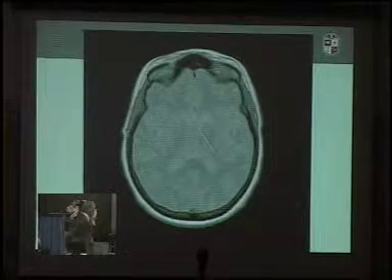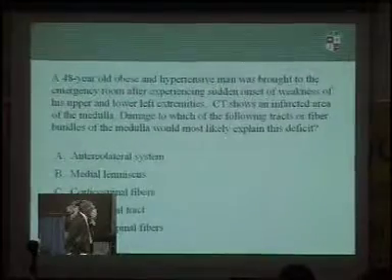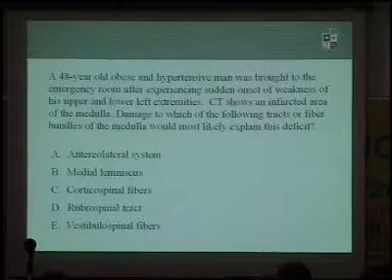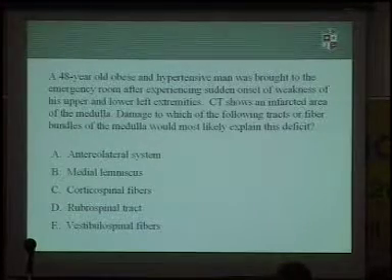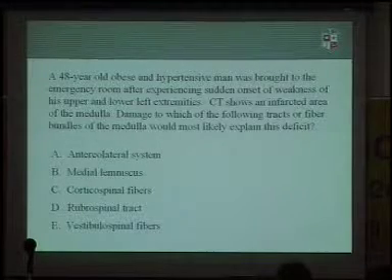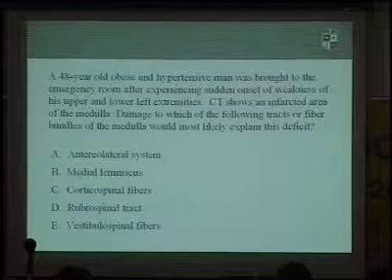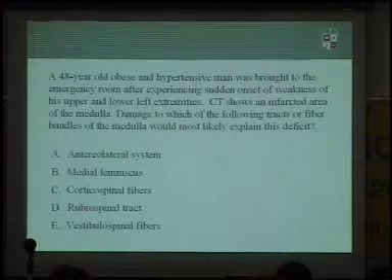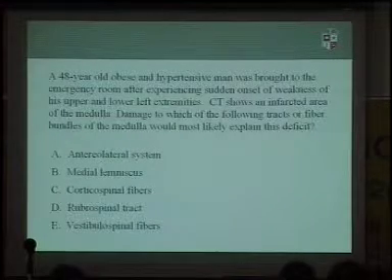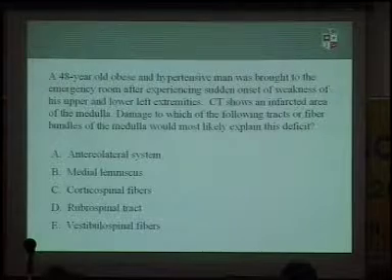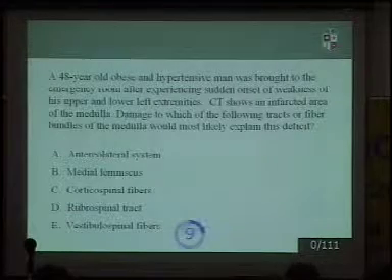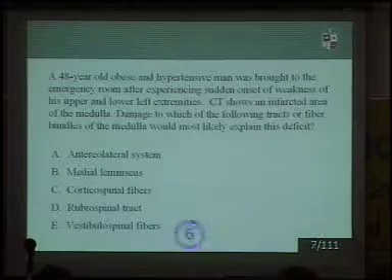Okay, a 48-year-old obese and hypertensive man was brought to the emergency room after experiencing sudden onset of weakness of his upper and lower left extremities. CT shows an infarcted area of the medulla. Damage to which of the following tracts or fiber bundles of the medulla would most likely explain this deficit? Anterior lateral system, medial lemniscus, corticospinal fibers, rubrospinal fibers, vestibulospinal fibers. Okay, vote. I'm hoping for 100% on this.